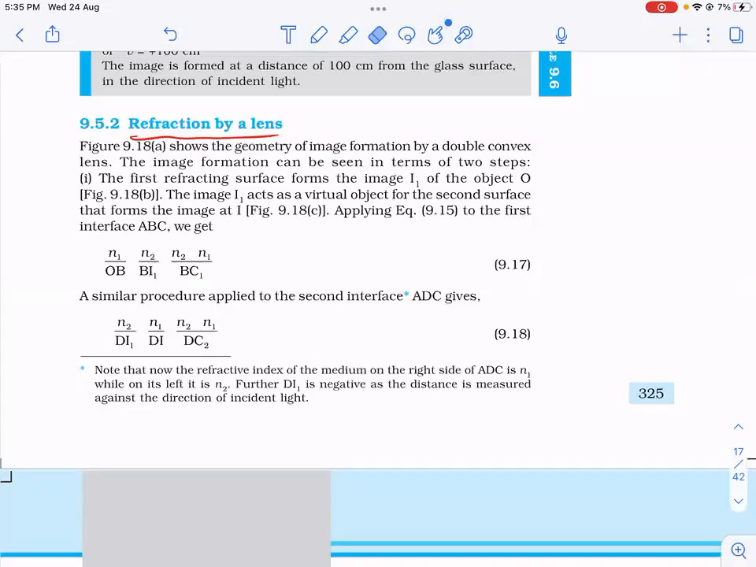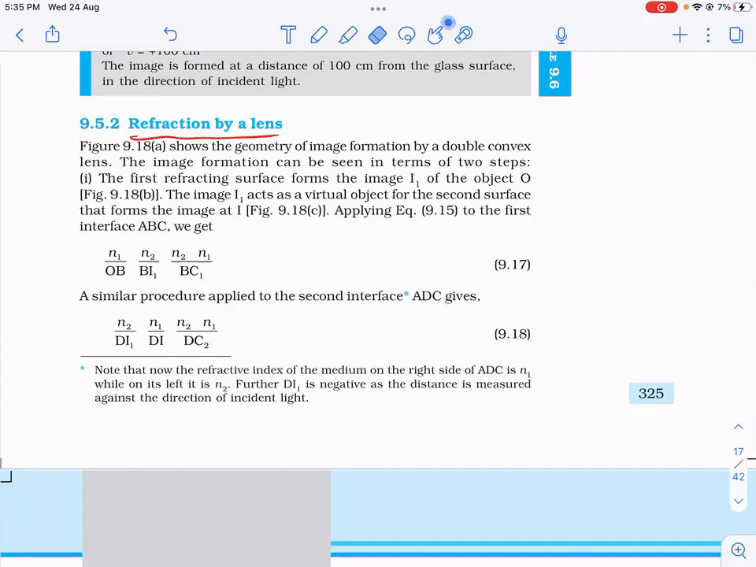See, actually, people make a mistake here. mu2 is the refractive index of what? Second surface? It is not the second surface. Look at the denominator. Just because you have a 2, it doesn't mean it's the second surface. It is the refractive index of the medium where the image is formed.